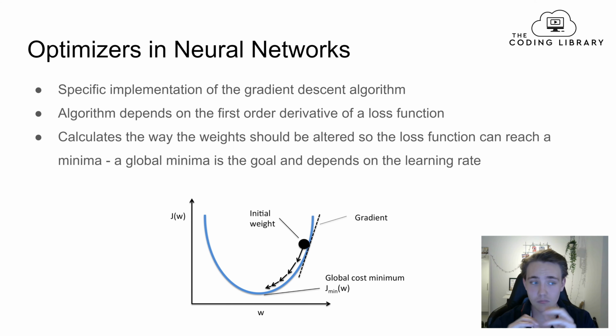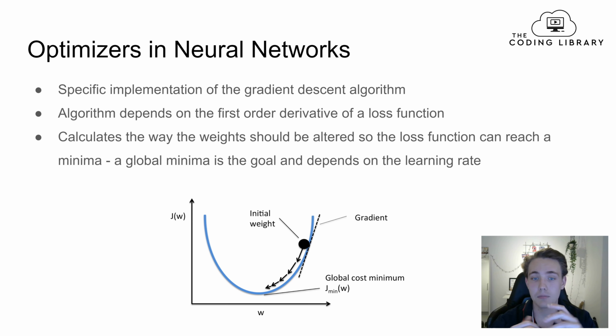When we're trying to optimize the learning, or the training, of our neural network, we are talking about the gradient descent algorithm. Each of these optimizers that we're going to talk about is a specific implementation of the gradient descent algorithm, and some of them have different properties that make them more optimal for different kinds of applications.